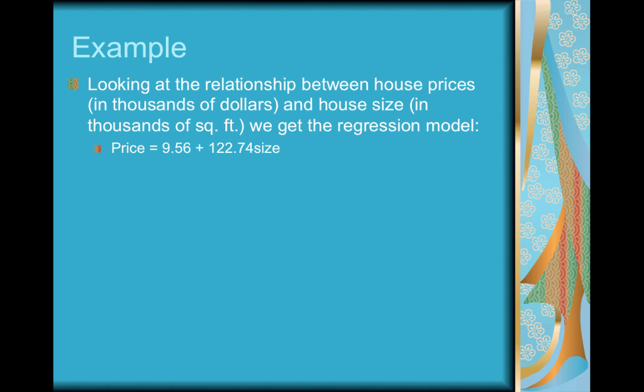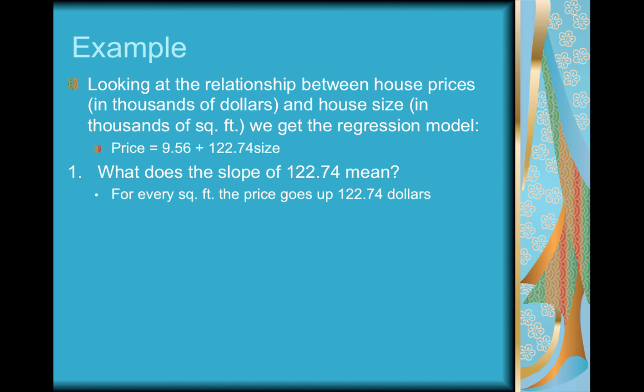where the price is measured in thousands of dollars and the size is measured in thousands of square feet. We get the regression model of price equals 9.56 plus 122.74 times the size. So our y variable is our price and our x variable is our size, which means our slope is going to be 122.74 and our y-intercept is 9.56.